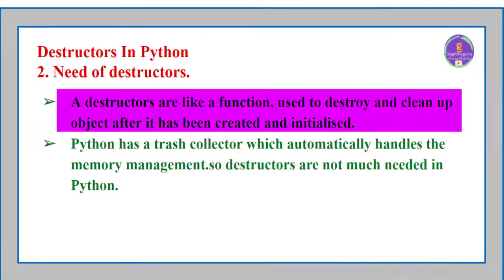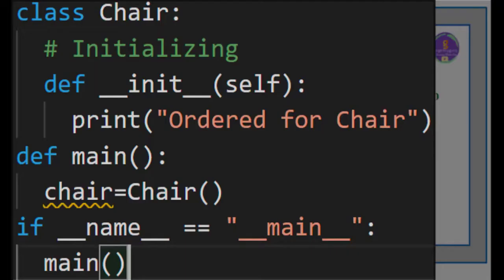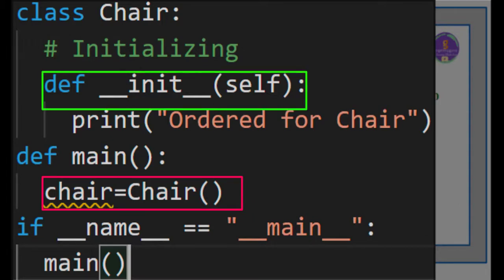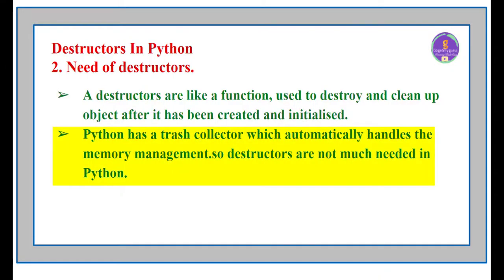Destructors are like a function used to destroy and clean up an object after it has been created and initialized. It means whenever we create an object, constructors are called to initialize the object. In opposite to that, destructors are used to destroy the object from memory. Python has a garbage collector which automatically handles the memory management, so destructors are not much needed in Python.